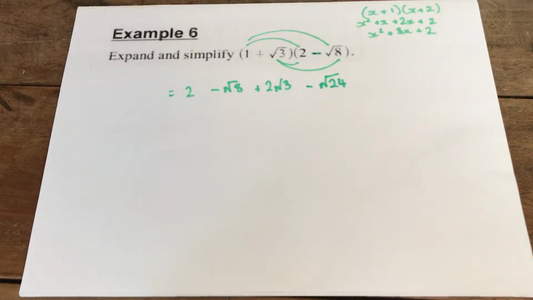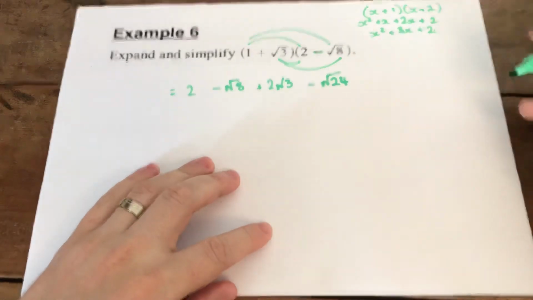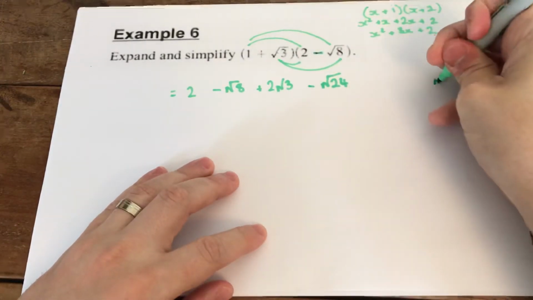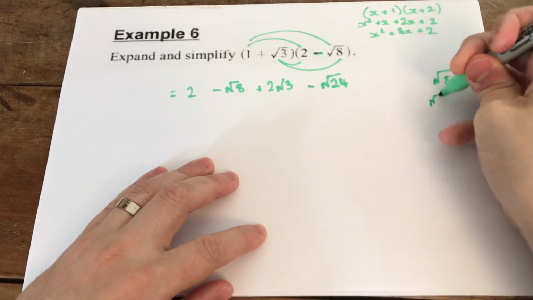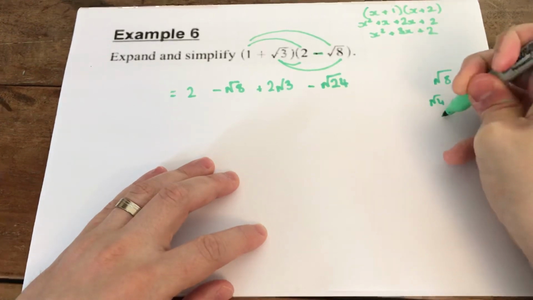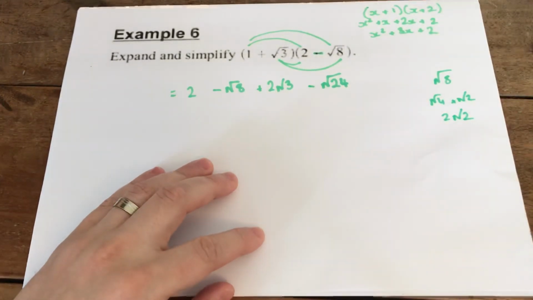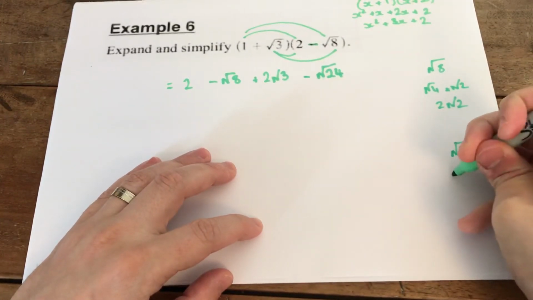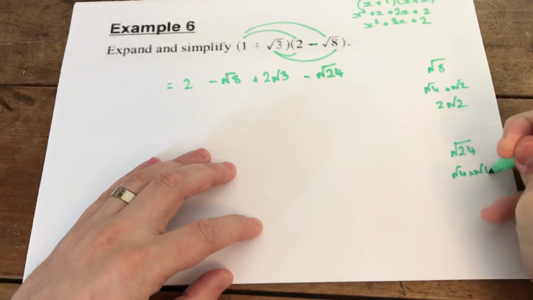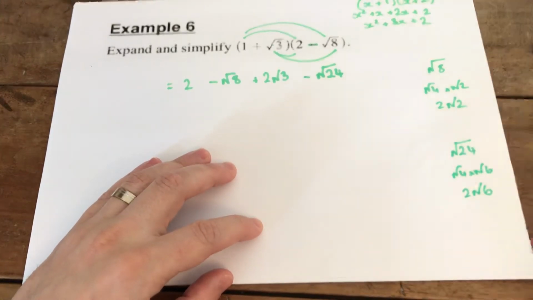Now what you want to do at the end of this is simplify each surd as much as possible. In some cases, if you simplify the surds, you might be able to add them together similar to how we did in the last lesson. So what I'm going to do down the side is simplify each one of these surds. So root 8 can be simplified to root 4 times root 2 and that gives me 2 root 2, and root 24 is the same as square root of 4 times the square root of 6, which gives me 2 root 6.